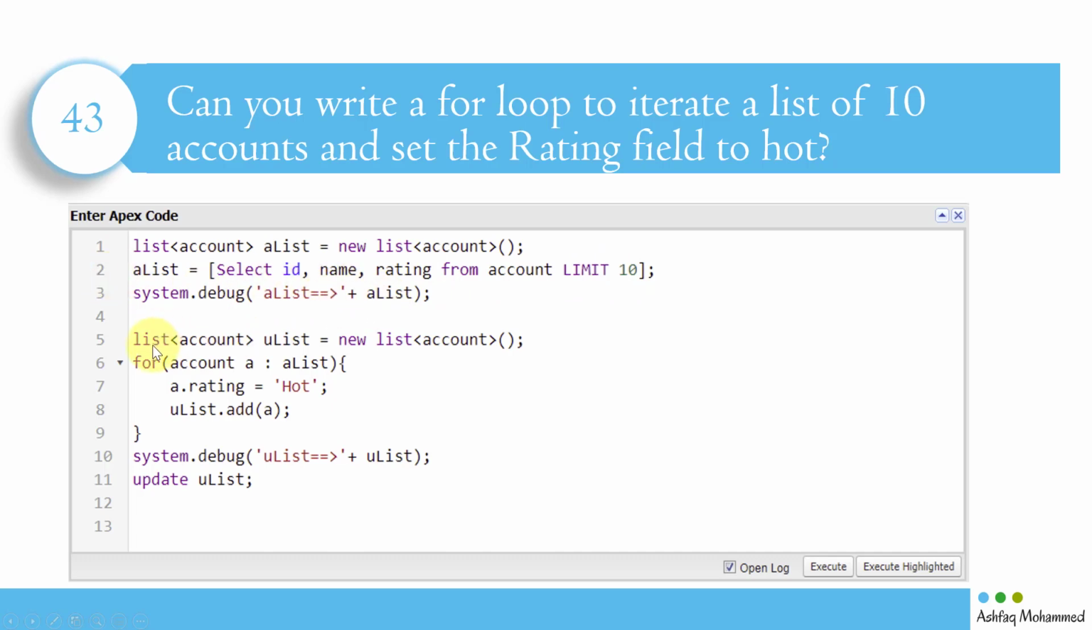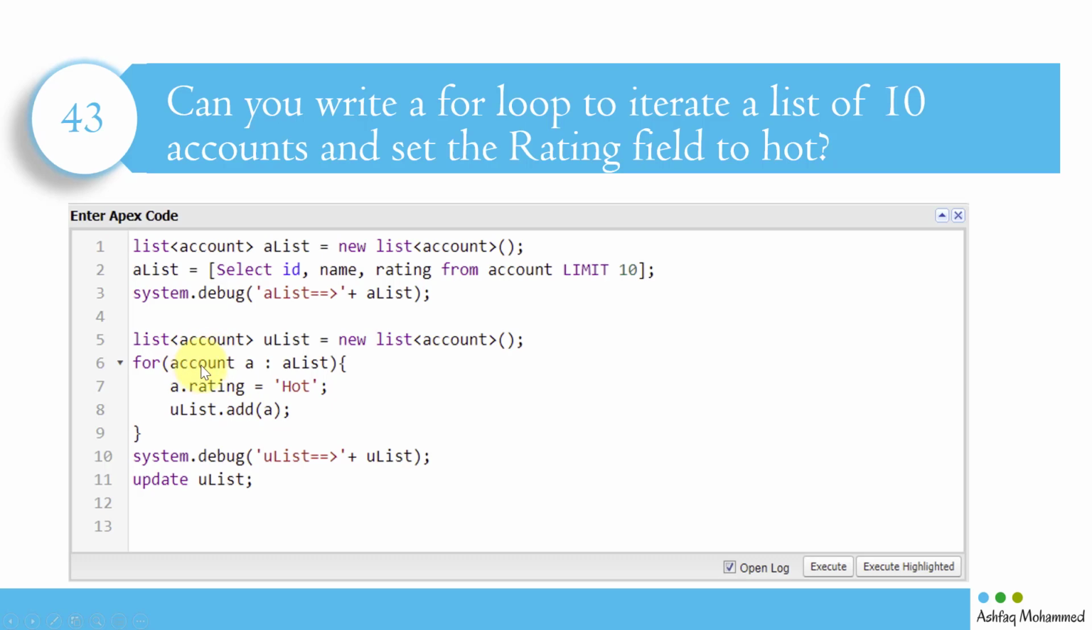And then I've declared another list called u list. This is just to update the list, and I'm running the for loop, right? So basically, as an interviewer, I want to check how you are writing a for loop, whether you can write it or not, right? So Account a, okay, this is just a variable a I'm declaring, colon a list, because a list is of type account. That is the reason I am writing Account over here, right? If my a list is of type lead, then I start my for loop as for Lead l colon a list, okay? So be careful over here.